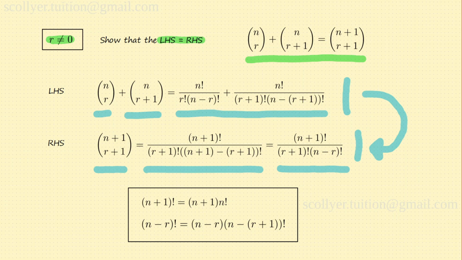Before we start with the details, let's note these two relationships which we will use. Firstly, (n plus 1) factorial equals n plus 1 times n factorial, and (n minus r) factorial equals n minus r times (n minus r minus 1) factorial. And it's worth noticing the following pattern in both of these factorizations. We turn n plus 1 into n by subtracting 1. We turn n minus r into n minus r minus 1 by subtracting 1.